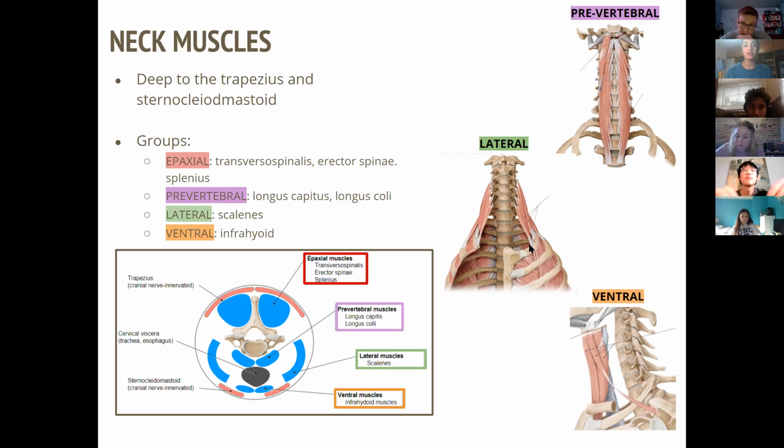Okay, and then we have our lateral muscles, which is what? What are the lateral muscles called? Scalene. Scalenes, yep. So these are our scalenes.